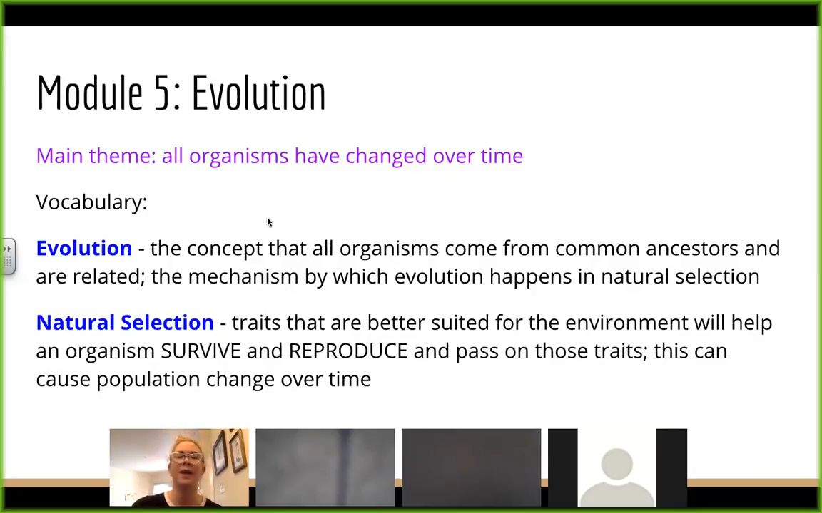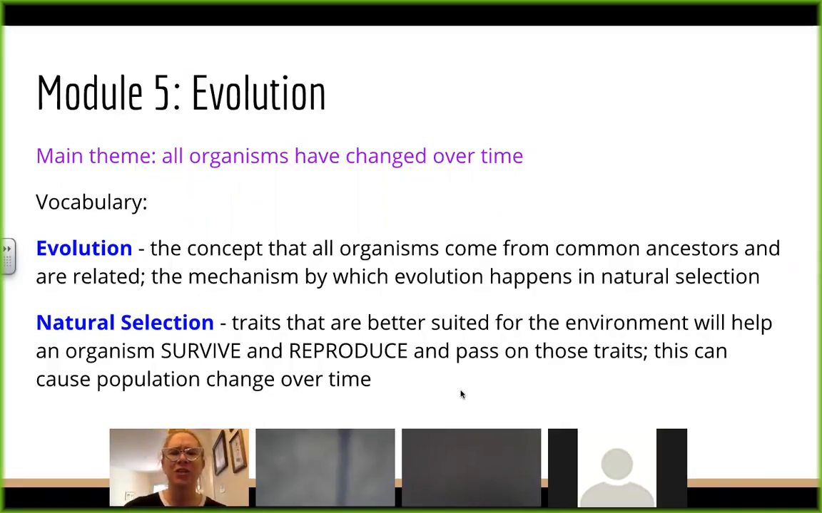Evolution itself, right? And then natural selection, which is the mechanism by which evolution happens. So evolution is the concept that all organisms come from common ancestors and are related. And then the mechanism by which this happens is natural selection. So there's kind of 2 parts to it, right? All organisms are related and have common ancestors, and there's a process that evolution happens. The process is called natural selection, which is kind of hard to put into a short definition. The shortest definition would be the process by which evolution happens, right? But that doesn't really tell us much.